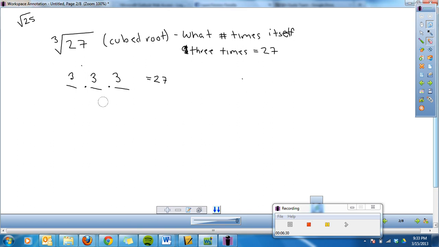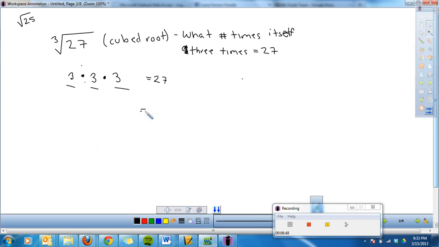My pen was acting up a little bit. I want you to make sure that you notice that these are not decimal points, okay? This is multiplying. I'm asking you what number times itself 3 times gives you 27. 3 times 3 times 3, that gives me 27.